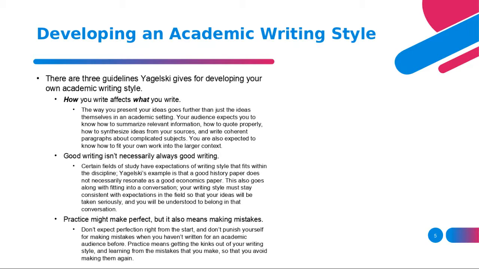Third, practice might make perfect, but it also means making mistakes. Don't expect perfection right from the start, and don't punish yourself for making mistakes when you haven't written for an academic audience before. Practice means getting the kinks out of your writing style and learning from the mistakes that you make so that you avoid making them again. Don't worry about making mistakes. They're noted, you absorb the information, and then you move on. That's the best approach to take to mistakes, whether they're intentional or not. So if you don't make mistakes, you never learn, is basically what it comes down to.